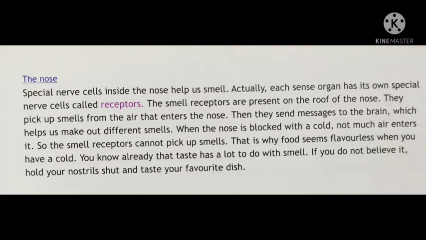Now what happens if we have a cold? Then these receptors stop working due to the cold, and hence during a cold we do not get any kind of flavor. Food becomes flavorless. I hope it is clear to you. So the major point to remember about the nose is that it has receptors which help us smell. They sense the smell, and then our brain acts accordingly. I hope it is clear to you now.